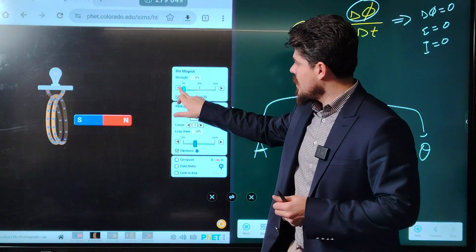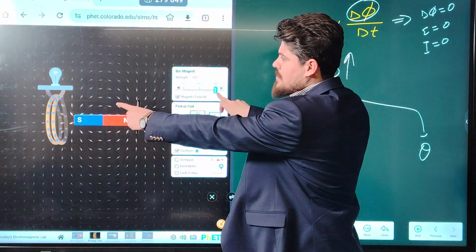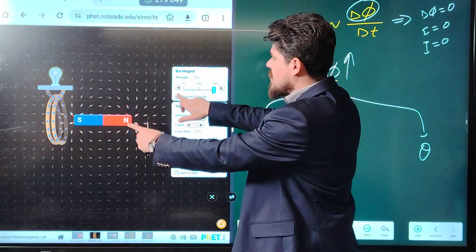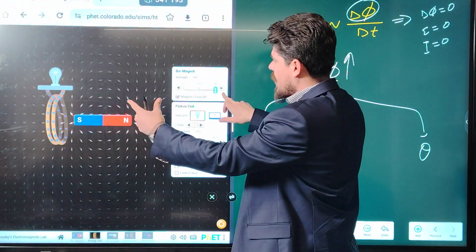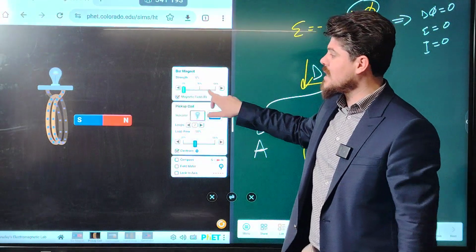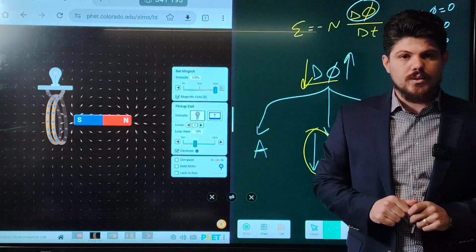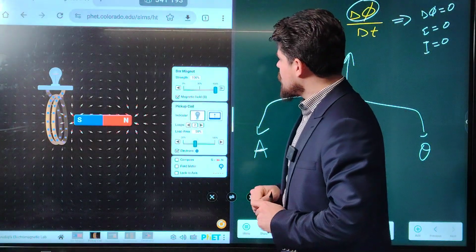Look, by increasing and decreasing the magnetic field, what happened to the light bulb? The light bulb glows. Okay, why? Because the current is induced also by increasing and decreasing the magnetic field without relative motion.